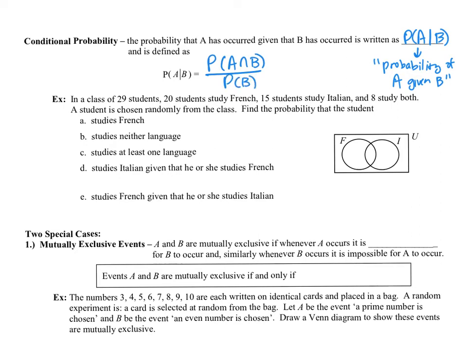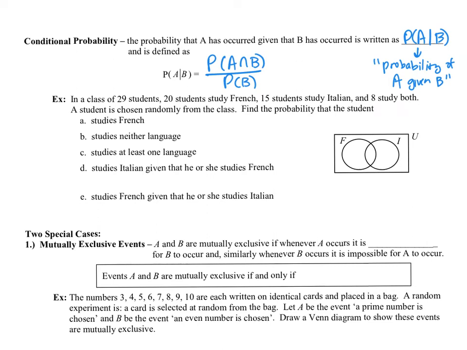Let's take a look at an example where we can use this formula. In a class of 29 students, 20 study French, 15 study Italian, and 8 study both. A student is chosen randomly from the class. Let's first find the probability that the student studies French. To help us with that, let's build our Venn diagram from this information.